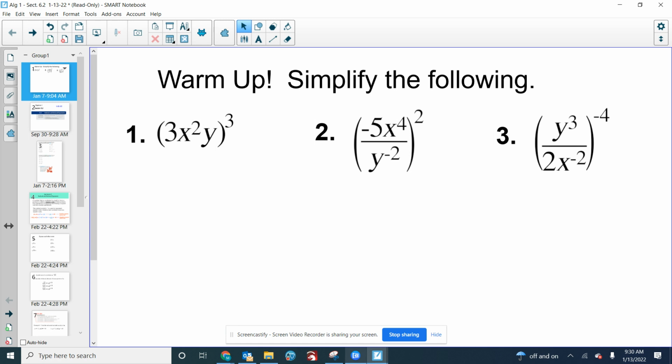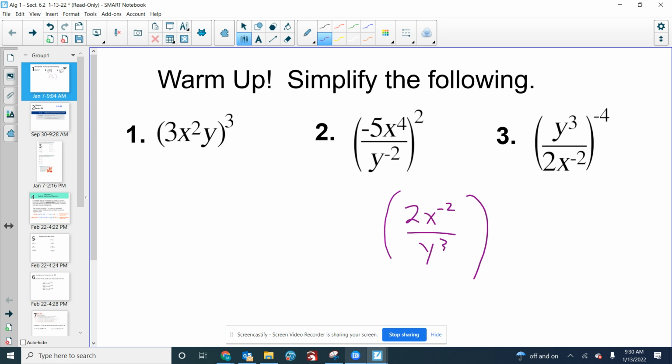Okay. How do I get rid of that negative 4 exponent? What do I do inside the parentheses? You switch the y cubed from the bottom to the top with x. You switch them both. Just flip flop everything. Is everybody good with that? And then that changes my exponent to positive 4.